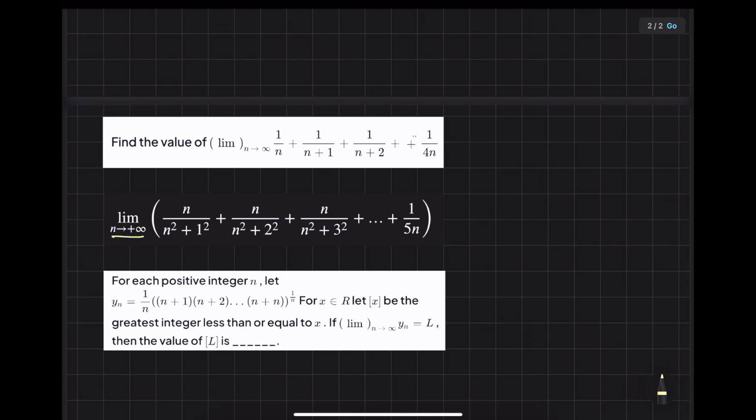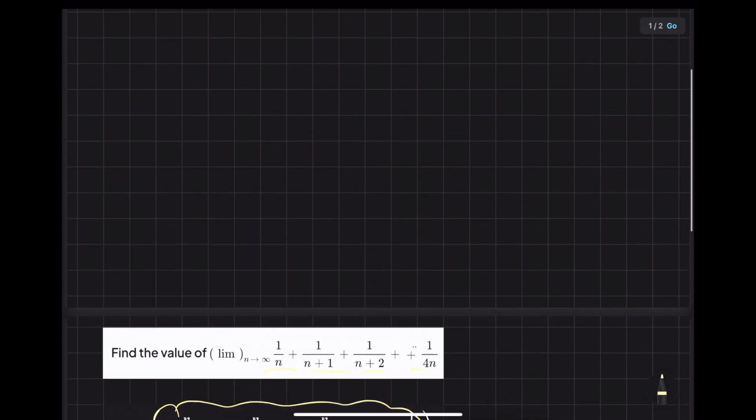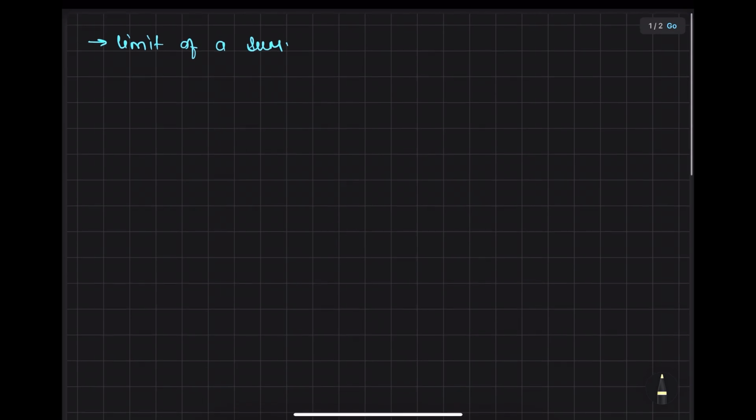So we will be asking you to find out the limit of something, and this something will be written in the form of a sum. So these things we will be handling in this session. So try to understand how you will respond.